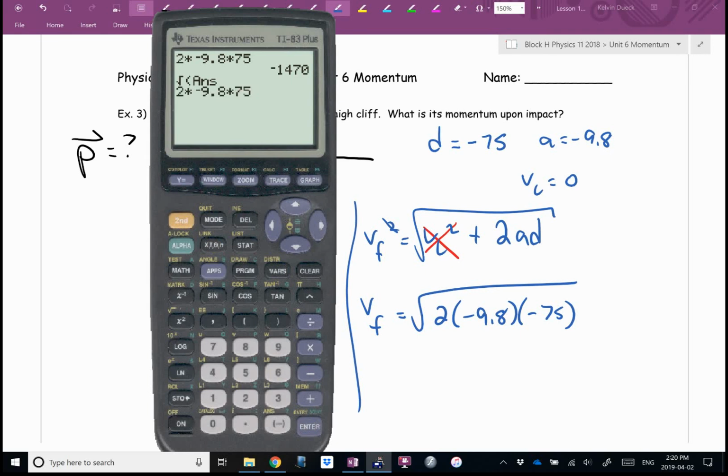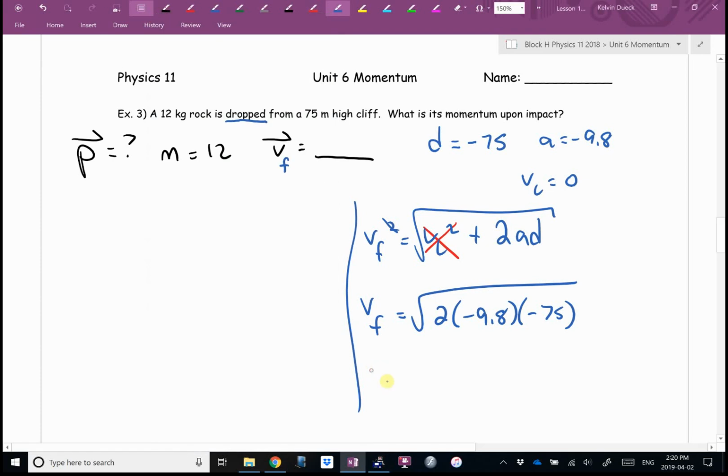So it ends up being the square root of positive 1,470, I think. And when I do that, I get a V final of 38.34, which is wrong. It must be wrong. Why must that be wrong?